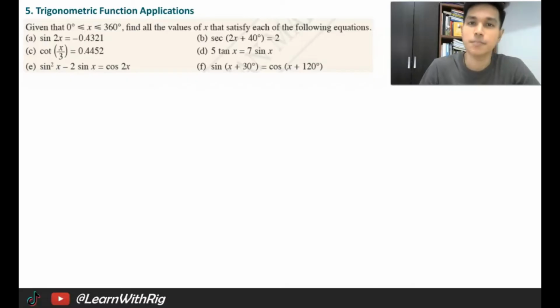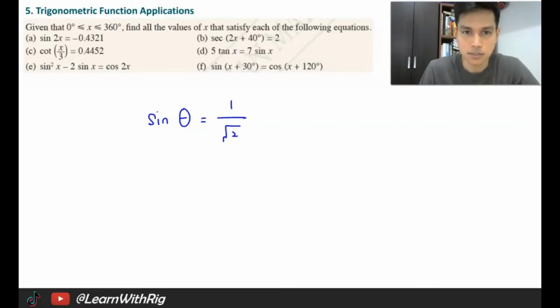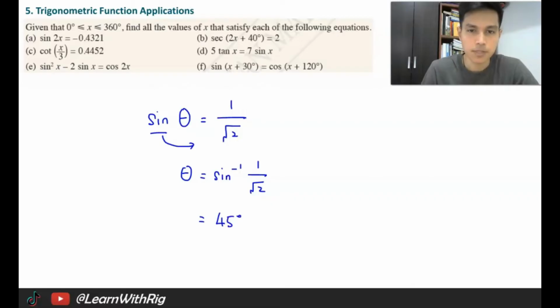So let me start with the basics. Let's say the question gives you sine theta equals 1 over square root 2. Logically, what we have learned in the past is that we shift this sine to the opposite side. So you get sine inverse 1 over square root 2, correct? And then you get 45 degrees. Now there's a problem with this. Yes, the answer is correct, but the answer is not complete.